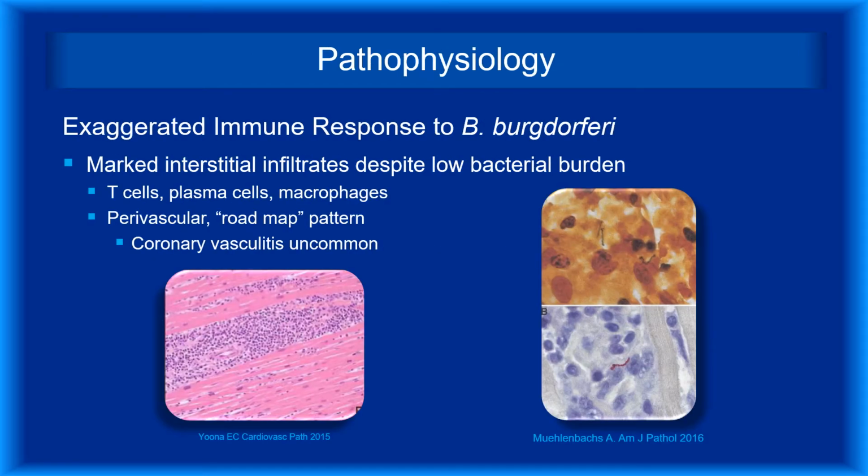Generally speaking, cardiac manifestations of Lyme disease are due to an exaggerated immune response to B. burgdorferi in the involved tissues. The photo on the left shows the typical perivascular roadmap pattern of interstitial infiltrates. These infiltrates are made up of T cells, plasma cells, and macrophages. The two photos on the right show rare bacteria within cardiac tissue. The next several slides examine the pathophysiology specific to different cardiac tissues.